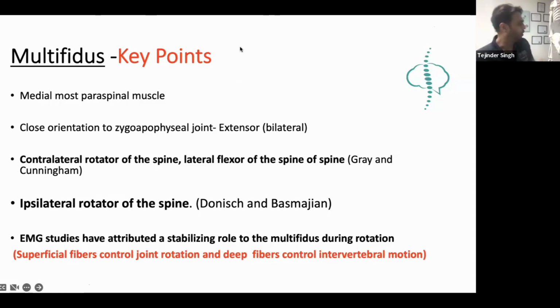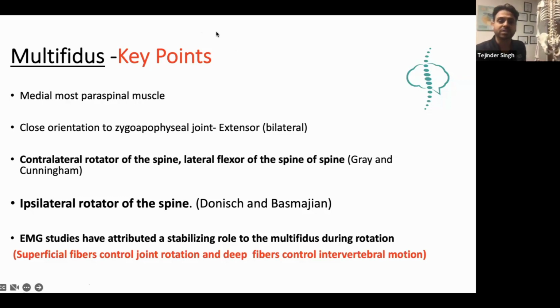If you look at the spine, multifidus is the medial most muscle. It sits very close to the spinous process. It has invaginations going from sacrum to L5, L5 to L4, L4 to L3, L3 to L2, L2 to L1.